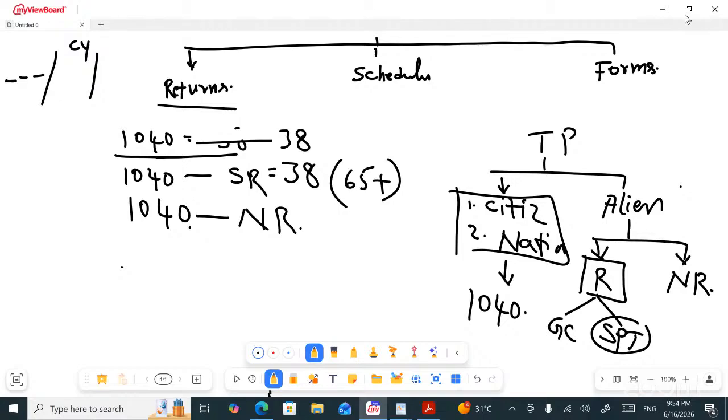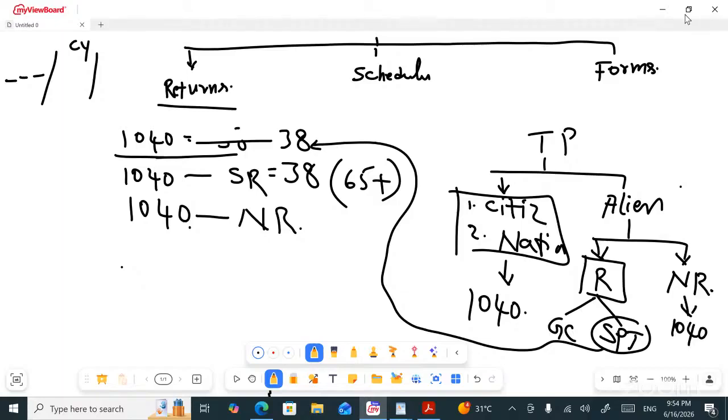In case of a resident, in both cases, they need to file form number 1040. All other aliens then need to file 1040 NR. So 1040 NR is for taxpayers who are not a citizen of the US, not a national of the US, and not a resident of the US. In that case, that taxpayer has to file 1040 NR. NR means non-residents.